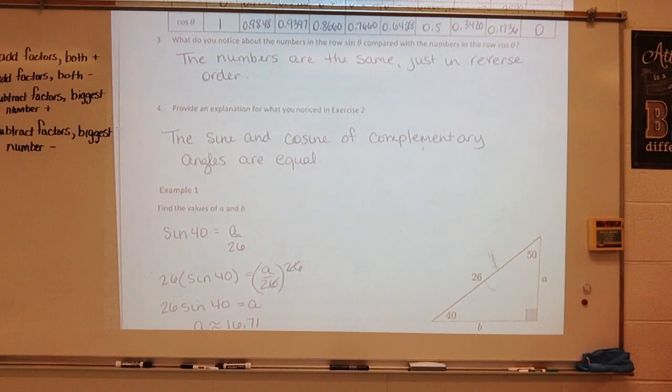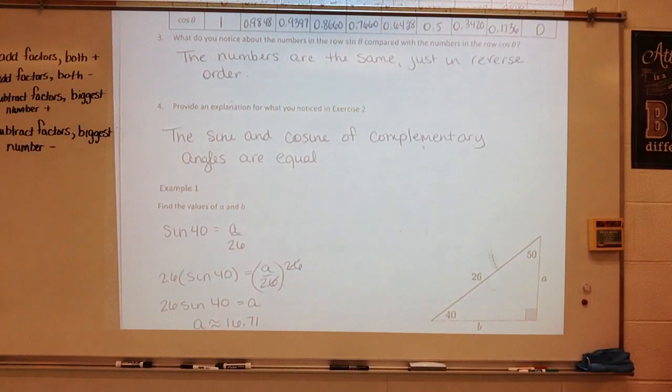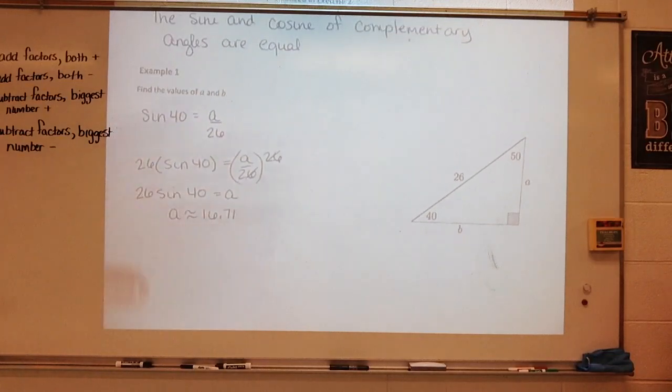Now we said we could use the cosine of 50 in order to get A. We don't need to do that. We've already done that. We're going to get the same thing if we use the cosine of 50, and we won't spend time showing you that. So now we need to calculate the length of side B.